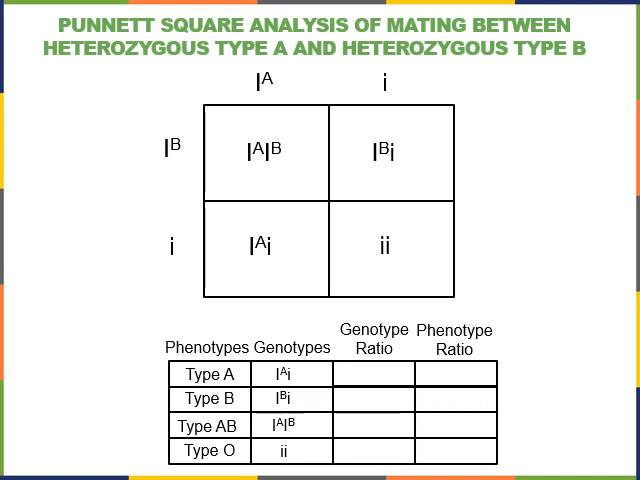And so this gives us a genotype ratio of 1:1:1:1, or 25% for each of the four genotypes observed, as well as a phenotype ratio of 25% type A, 25% type B, 25% type AB, and 25% type O.